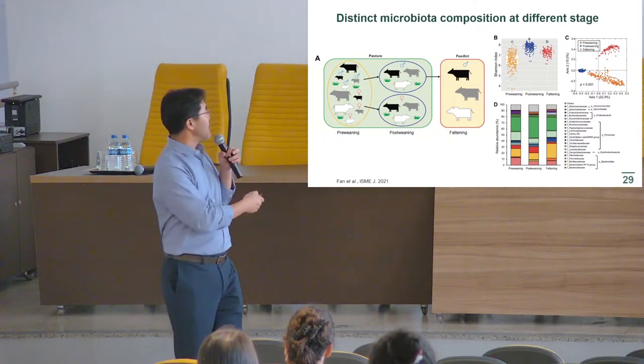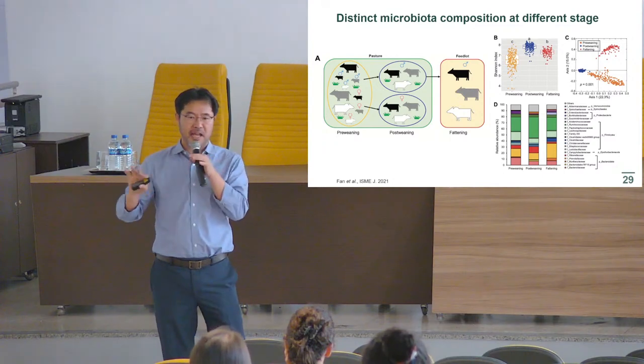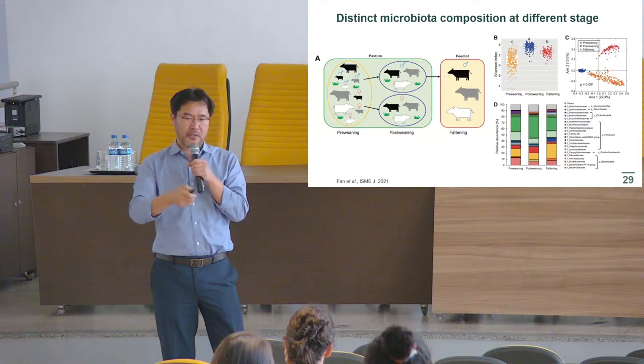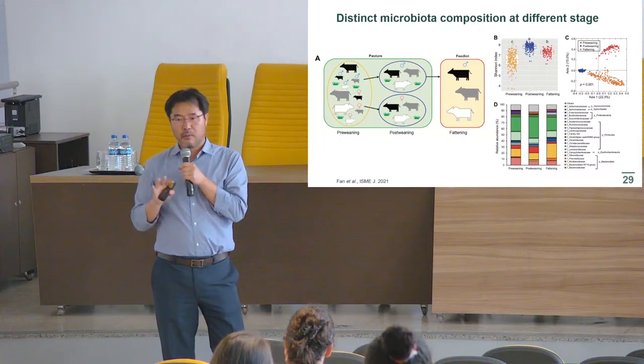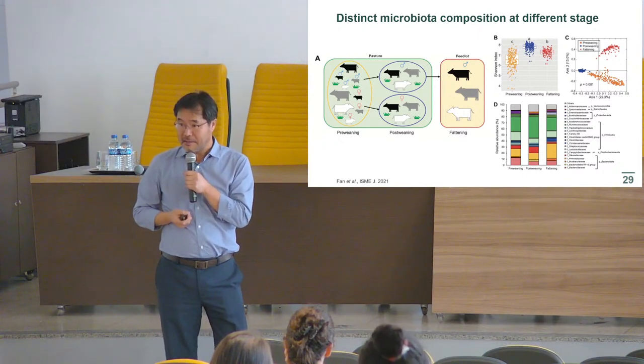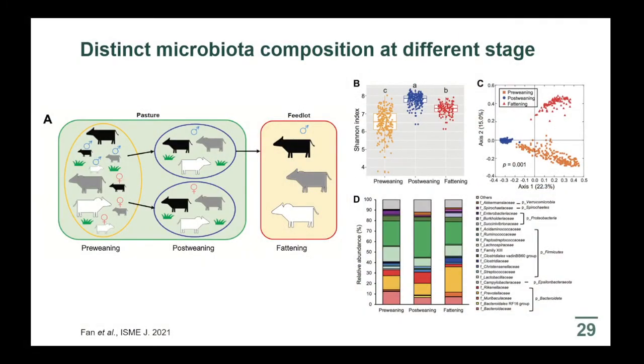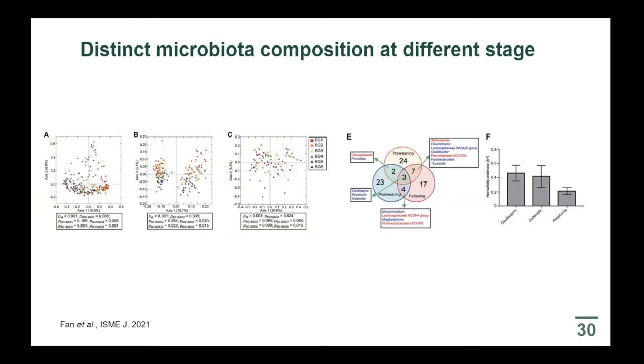So therefore, maybe this is the reason why I have the even diverse. Once they are synchronized to digest forage, they now become more diverse. Make sense? I have to confirm all the time whenever I say something about animals to Louise. So this is the microbiota structure.